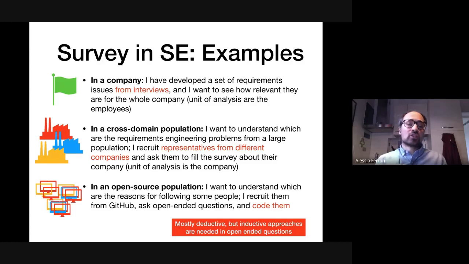In an open source population, for example, I may want to understand which are the reasons for following some people, why a certain user in GitHub is following another user. And in this case, the strategy is different. I recruit the people from GitHub, and I ask open-ended questions, and afterwards I code them. So I perform a form of thematic analysis. So you see that there are different cases and different approaches.